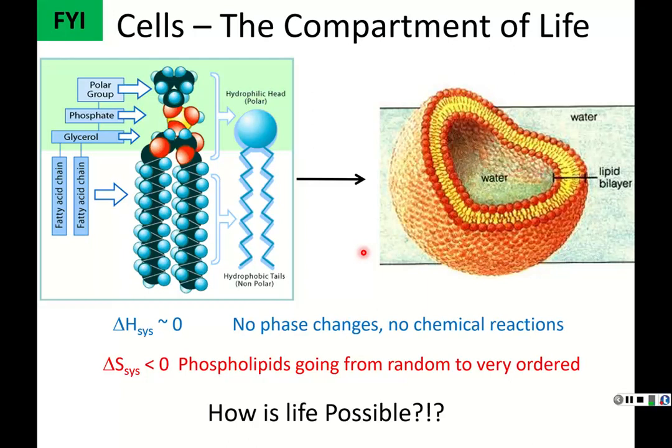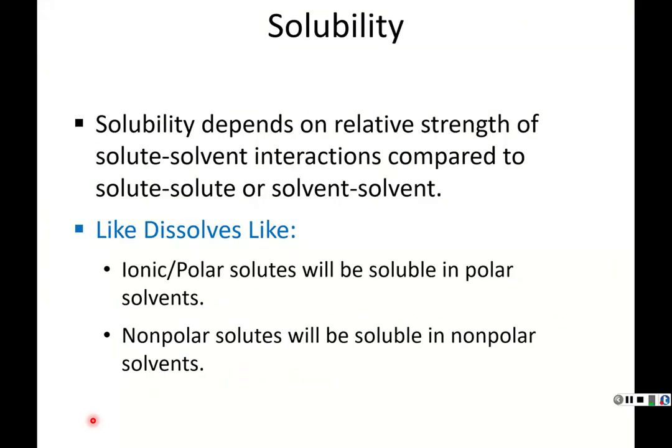So that's not exactly favorable, right? We have a delta H of about 0, and we have a negative delta S. So this doesn't seem like it would be a spontaneous process. So how is life possible? We know we need cells to have life as we know it. So how does this happen? And so I'd like to discuss a little bit about that as we go on. Okay.